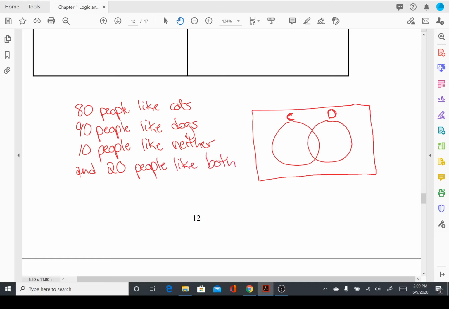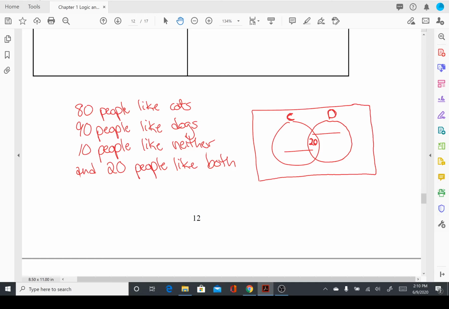Now the key is they never said just when they said 80 people like cats. They didn't say 80 people just like cats. So the problem is that the 20 that you'd put in the both region is counted in cats and it's counted in dogs. So you have to do a little bit of math.